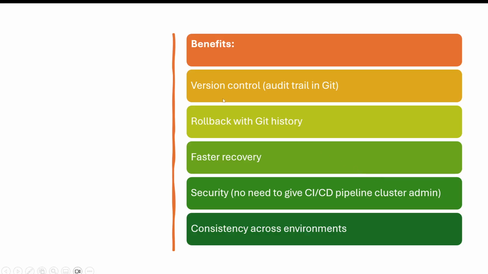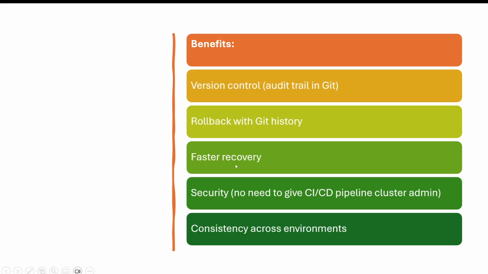So what are the benefits? The key benefits are version control. For example, if you are making any modifications in Git, you will be able to audit them, because whatever changes you make in Git, only those will be reflected in production. That will be very helpful in version control. And rollback with the Git history. For example, you have deployed something and it has some bugs. If you have to roll back, you can simply roll back to the previous commit in Git, so that even the environment which is deployed will be rolled back.